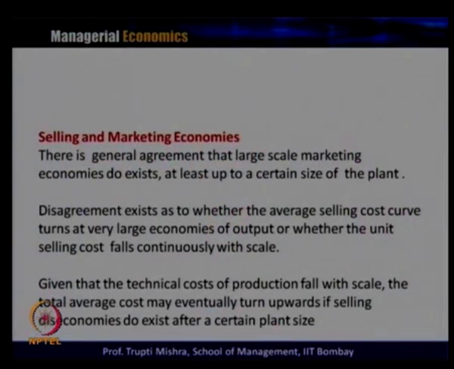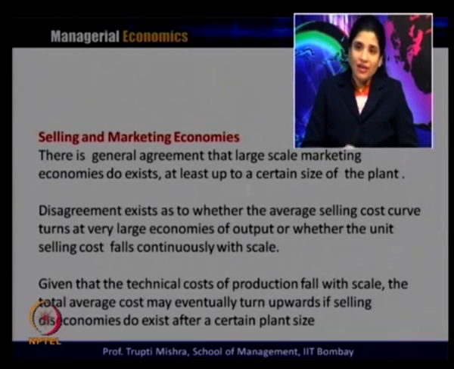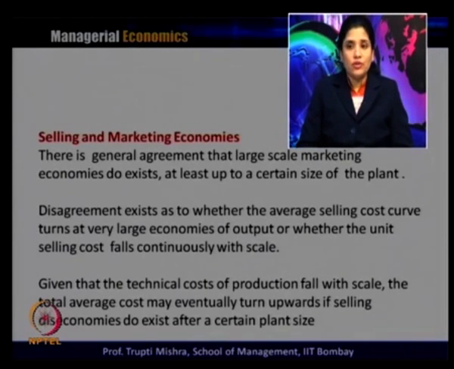If you look, there is a general agreement that large scale marketing economies do exist, but at least up to a certain size of plant. But some disagreement exists as to whether the average selling cost curve turns up at very large levels of output or whether the unit selling cost falls continuously with scale. So, given that the technical cost of production falls with the scale, the total average cost may eventually turn upward if selling diseconomies do exist after a certain plant size.